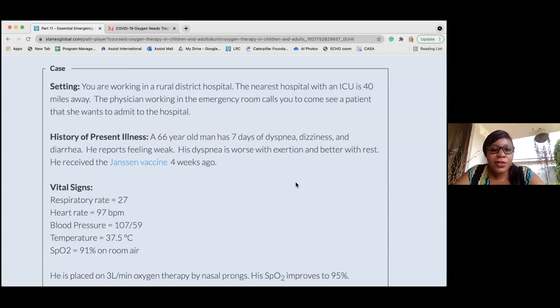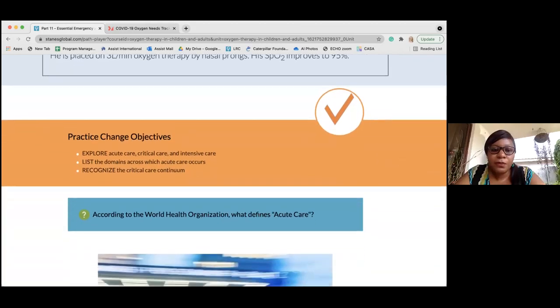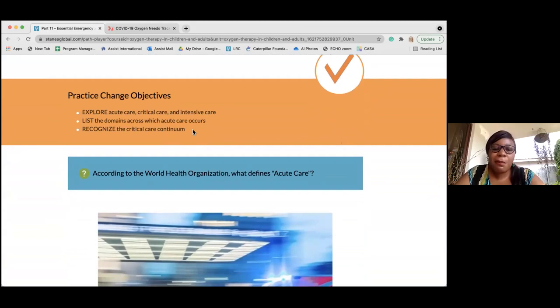When you check his vitals, you find that his respiratory rate is 27 breaths per minute. His heart rate is 97 beats per minute. His BP is 107/59. His temperature is 37.5 degrees Celsius, and his oxygen saturation on room air is 91%. He is currently placed on 3 liters per minute of oxygen therapy via nasal prongs, and immediately his saturation improves to 95%. Okay, so that is the background of our patient today.